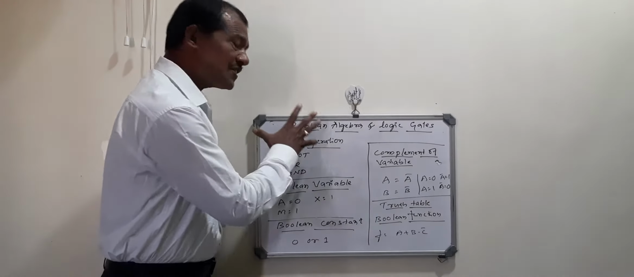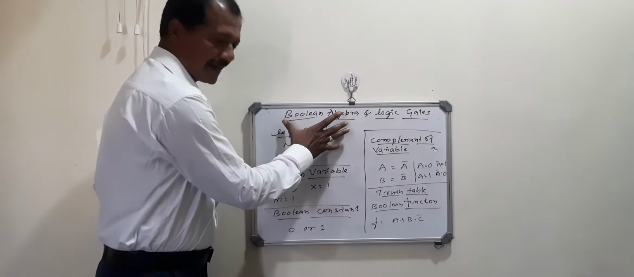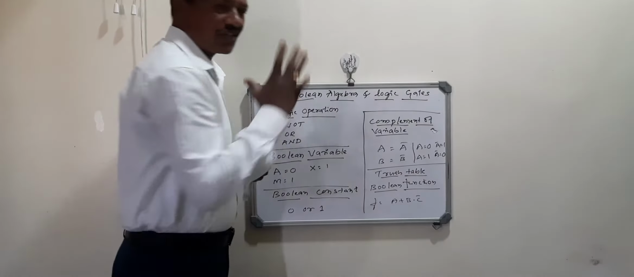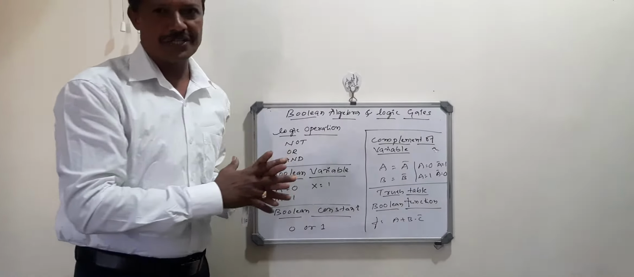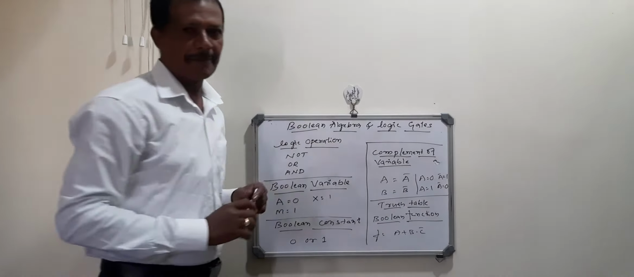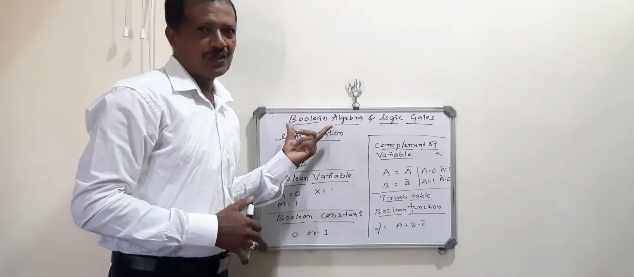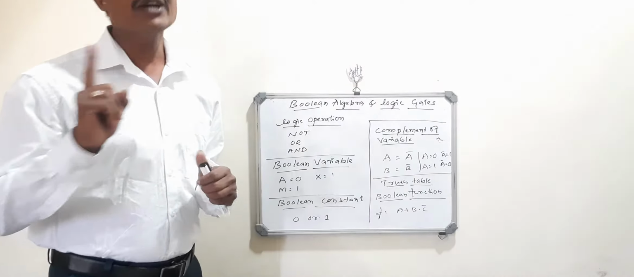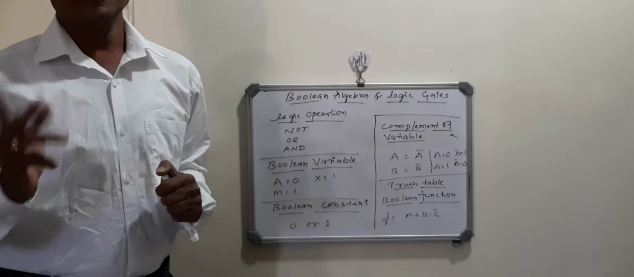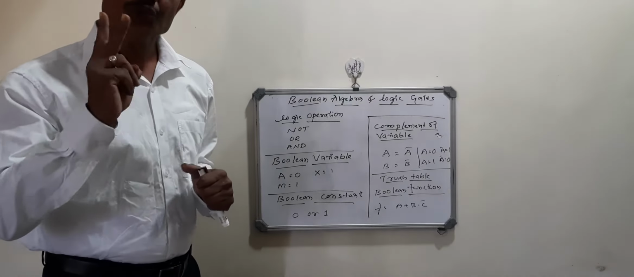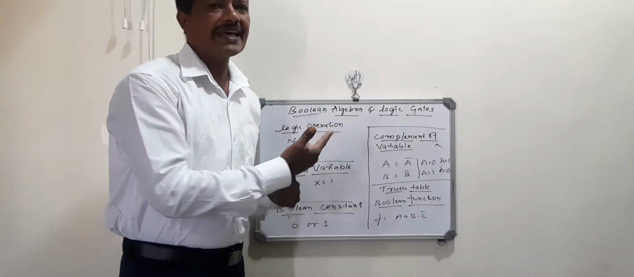So what is this Boolean algebra? First you can understand Boolean algebra, then we will understand the logic gates. That you can understand in this unit. In digital electronics, you are going to use the Boolean values. These Boolean values are 0 and 1, true and false, yes or no. Only these two values are present in digital electronics.